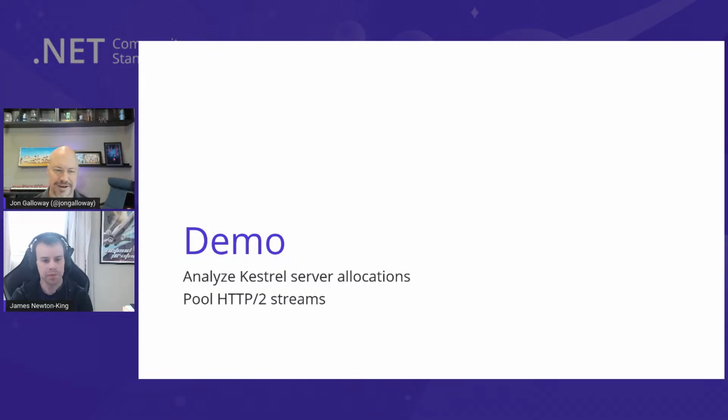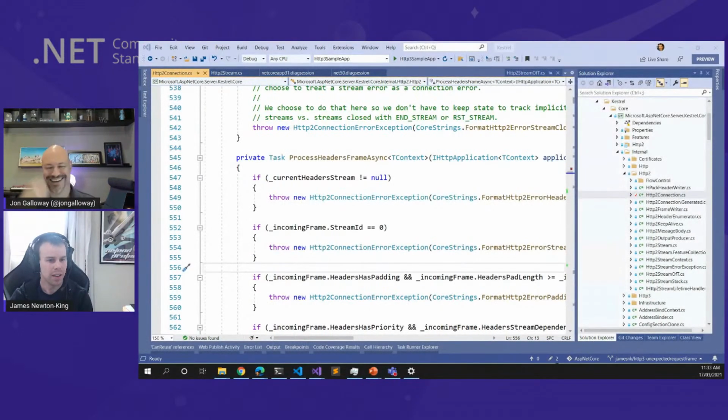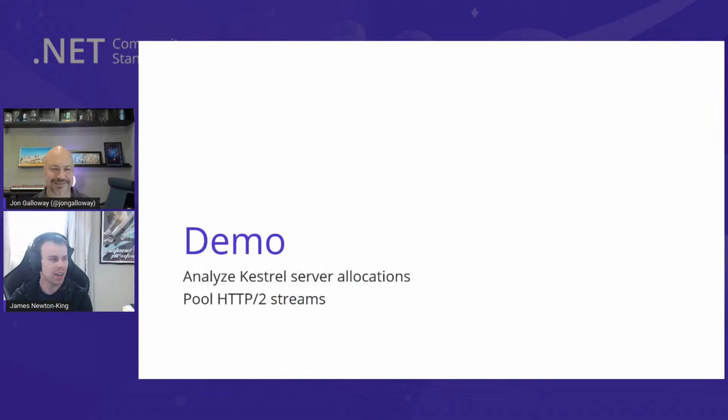All right. Okay, well, I'll let you get to your demo. Cool. So the first thing I'm going to talk about is analyzing Kestrel server allocations, particularly around HTTP/2, and how we introduce the pooling of HTTP/2 streams to dramatically reduce allocations.